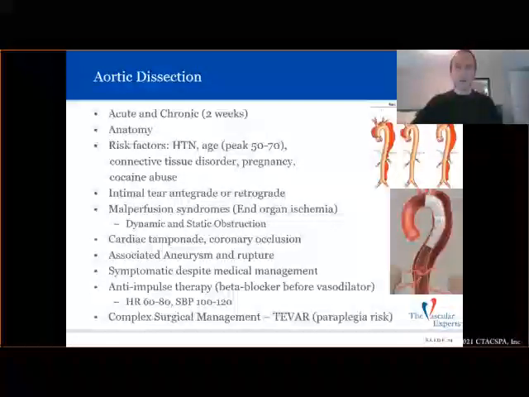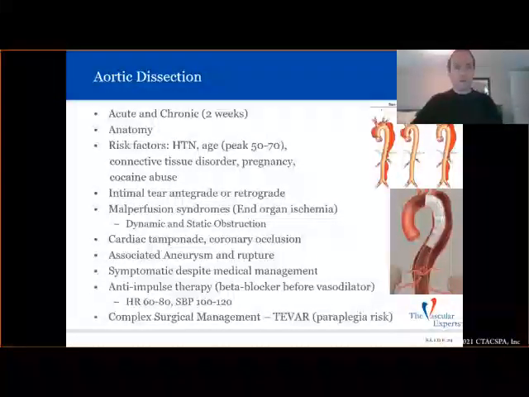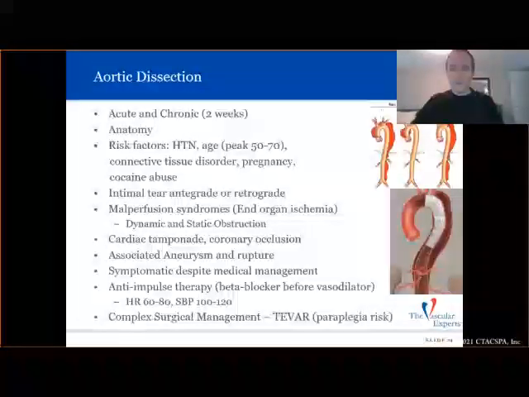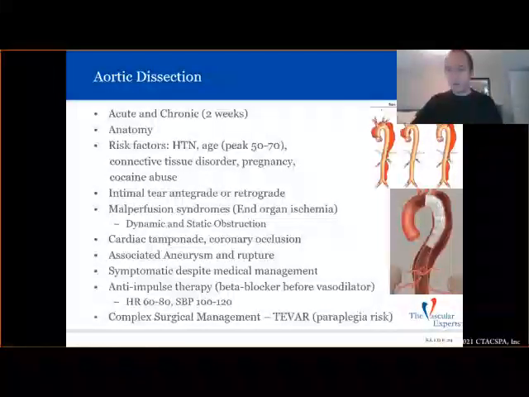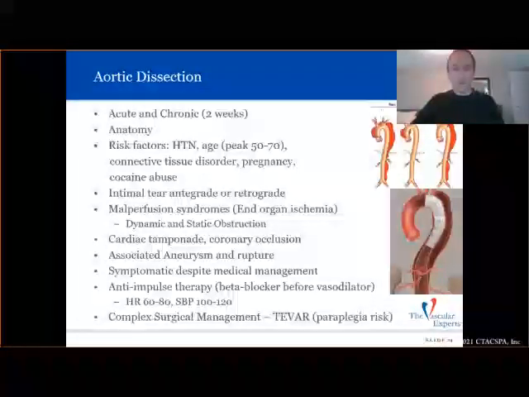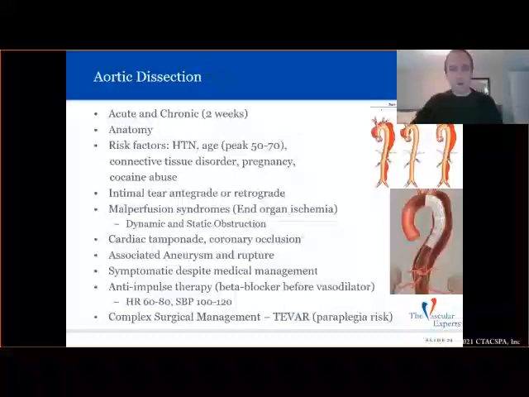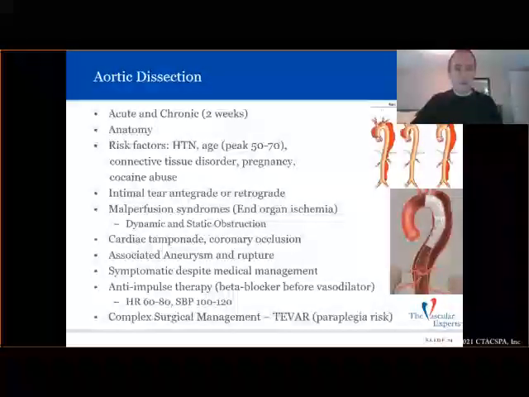It's usually patients that have hypertension or connective tissue disorders, and it's an intimal tear. And what this does, it creates an intimal flap that can occlude anything. It can include a coronary, it can include a mesenteric vessel, a femoral vessel, and it can cause ischemia. Also, the tear can cause bleeding, like a rupture, an aneurysm, or if it extends to the heart, a tamponade.